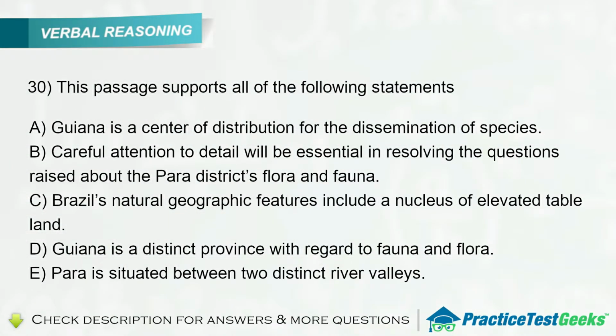Question 30. This passage supports all of the following statements. A. Guyana is a center of distribution for the dissemination of species. B. Careful attention to detail will be essential in resolving the questions raised about the Para district's flora and fauna. C. Brazil's natural geographic features include a nucleus of elevated tableland. D. Guyana is a distinct province with regard to fauna and flora. E. Para is situated between two distinct river valleys.